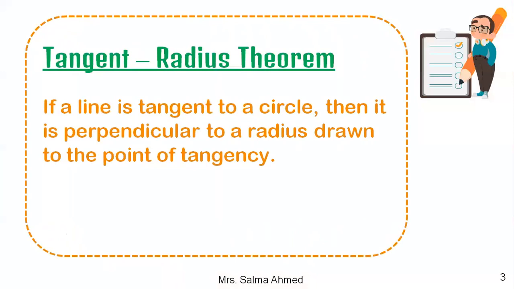Let's know the tangent-radius theorem. If a line is tangent to a circle, then it is perpendicular to a radius drawn to the point of tangency. So here we have the circle, and we have a straight line which is tangent to that circle at that point, and this is the radius. So the relation between these two line segments, or that line and the radius, is 90 degrees, or perpendicular to each other, as the theorem mentioned.